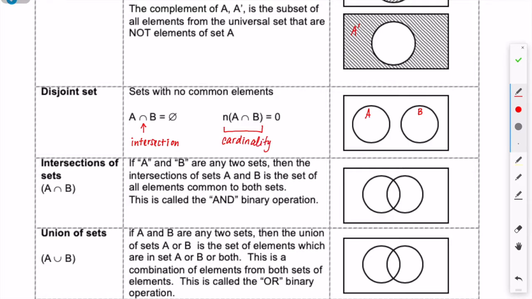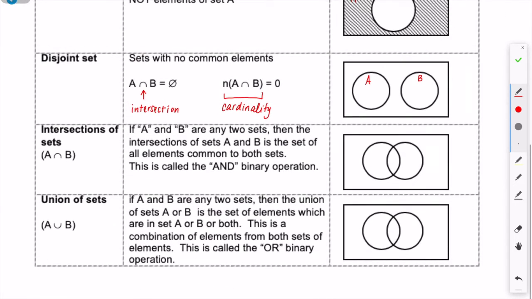Sometimes this is known as the cardinality of a set. Next up, intersections of sets. So once again, the notation is upside down U. We usually read it as A and B. So if this circle is A, this circle is B, I have the universe out here, we are talking about the overlapping region.